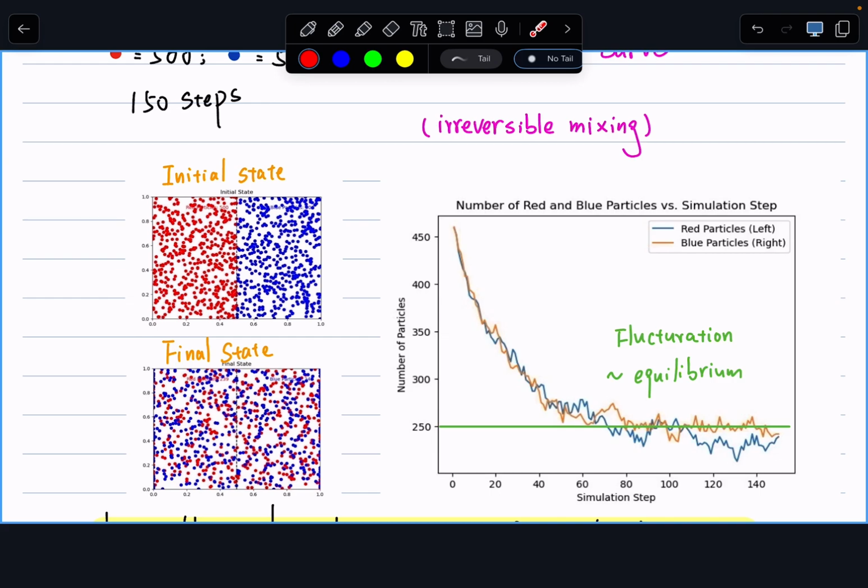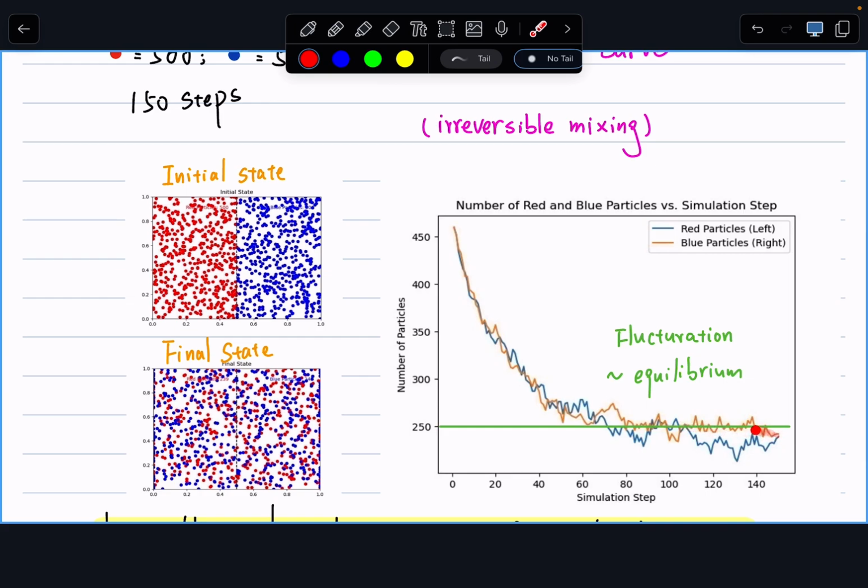What we find out is, give my system enough time, the number will eventually drop to about 250 on each side. We see small fluctuations, and that's because I only have 500 dots. Imagine you have one mole of gas molecules on the left, one mole on the right. Then that fluctuation will be much smaller when we have more and more molecules to consider. I can't run a simulation with one mole, but 500 gives you a good way to think about it, right? Eventually our system will stabilize around equilibrium.